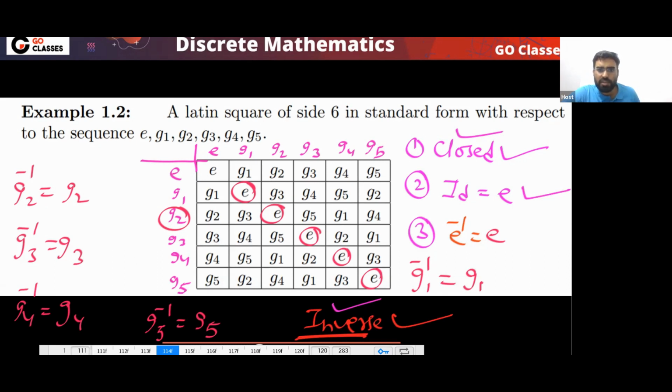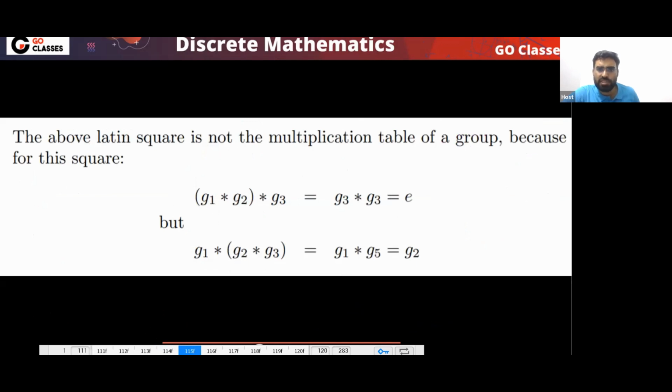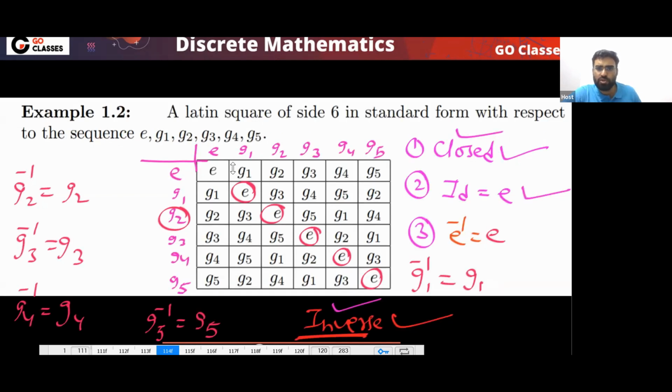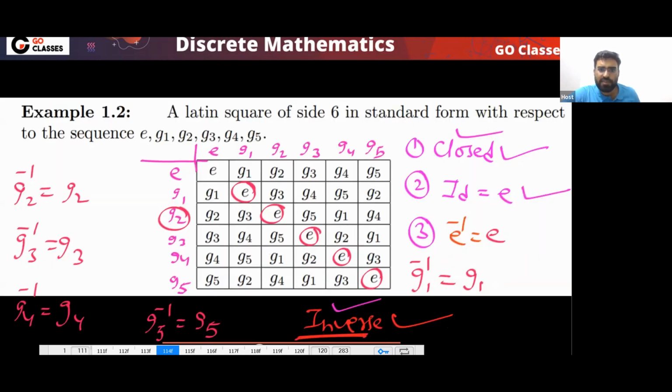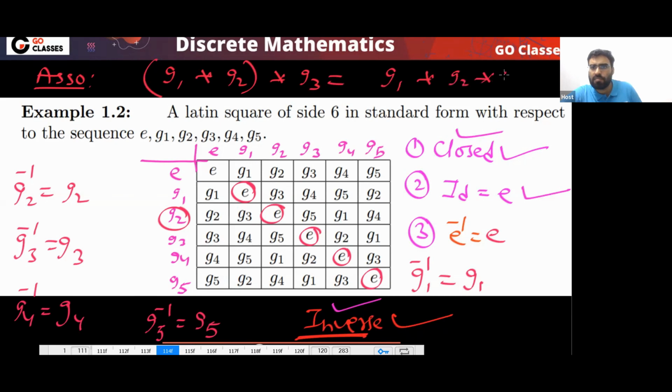Okay, so in this, you just check G1, G2, G3. For G1, G2, G3, you check whether the associative property is there or not. Can I say this is the same as this? Are they the same? They are not the same. So associative property is not there.